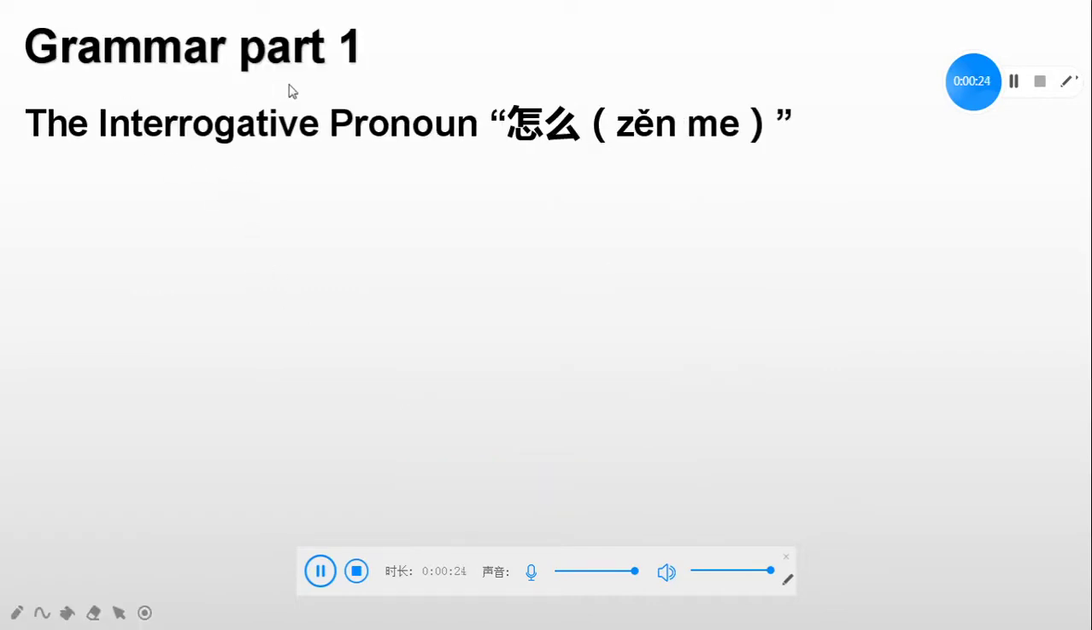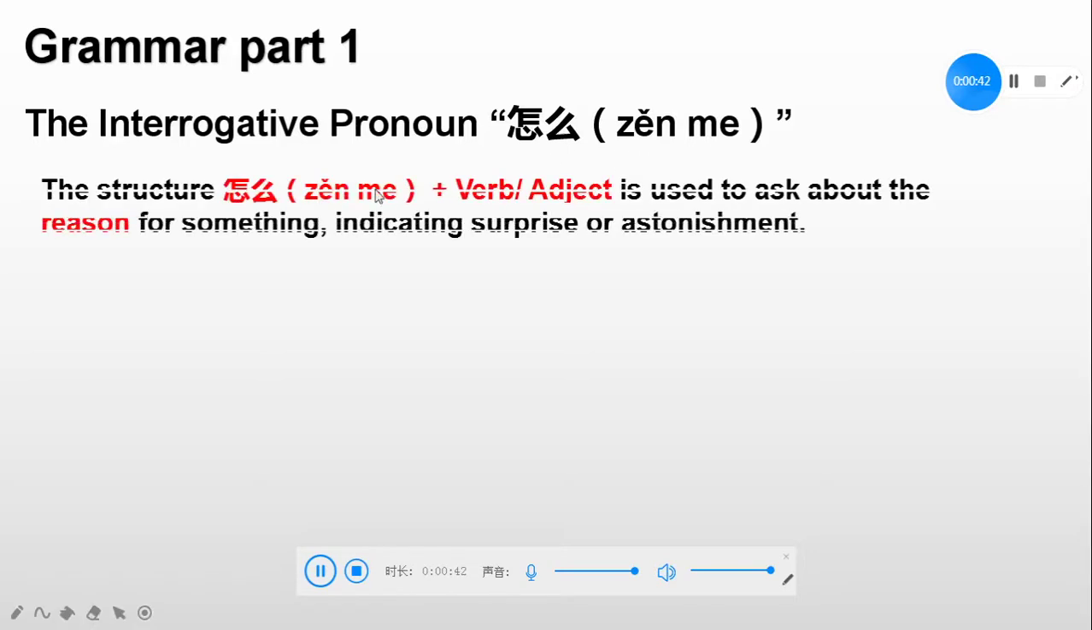So the grammar part 1 is all about 怎么 this word, and in English we can say it is an interrogative pronoun. 怎么, as we learned before, is how. Okay, now let's look at the explanation first.